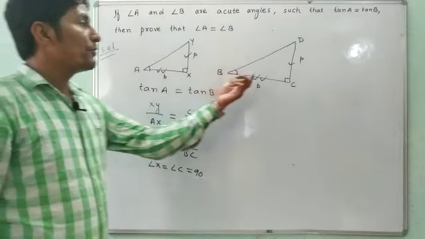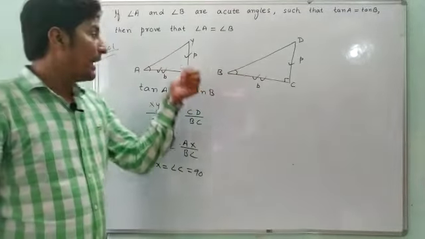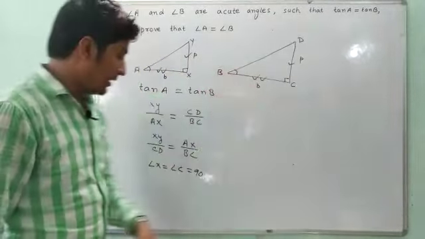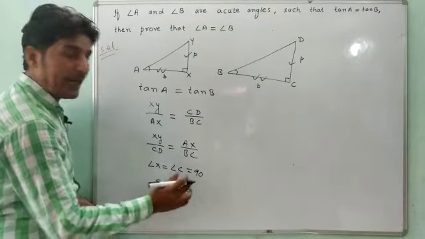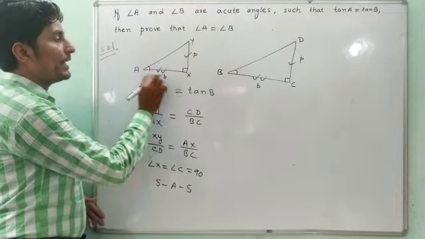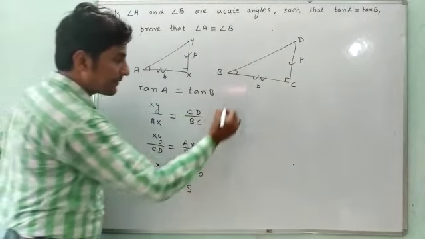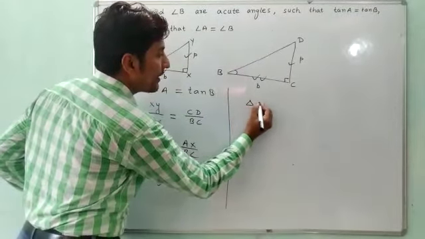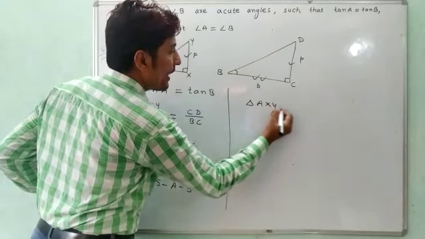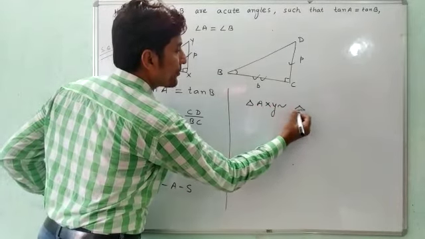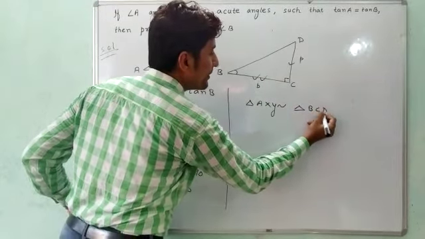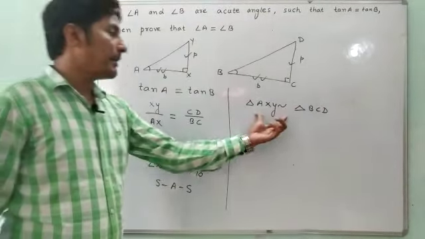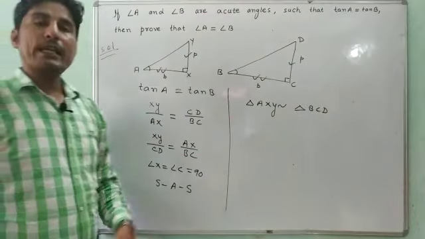Since the ratio of two corresponding sides is equal and the included angles are also equal, hence we can say by SAS, side angle side, triangle AXY is similar to triangle BCD. Both the triangles are similar by criteria SAS.